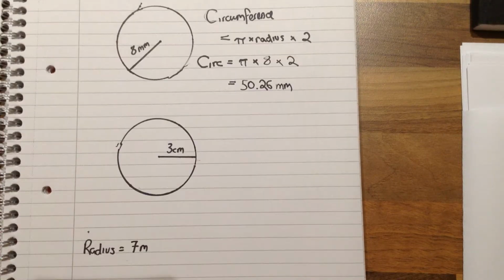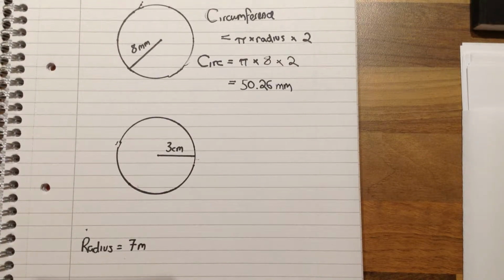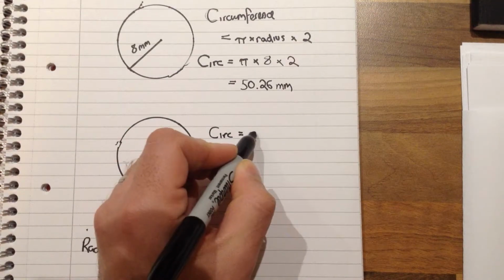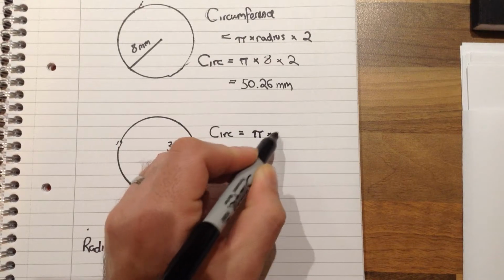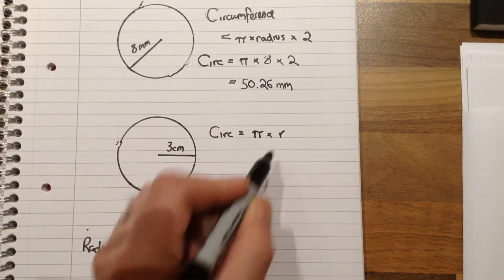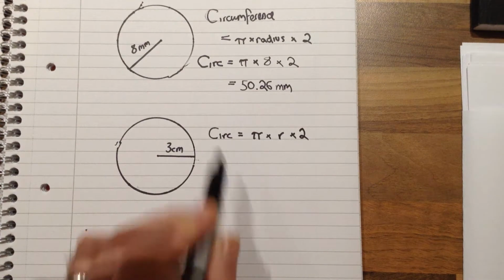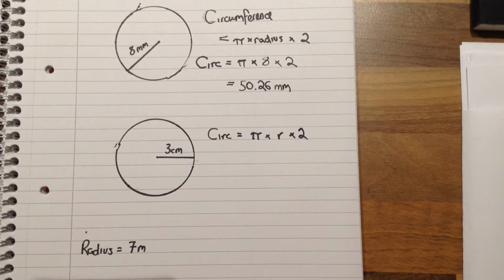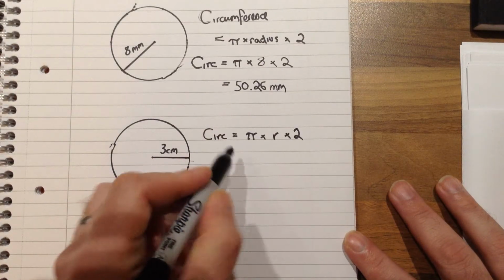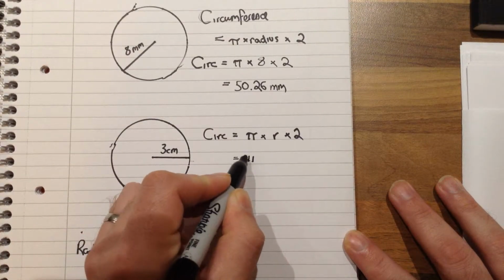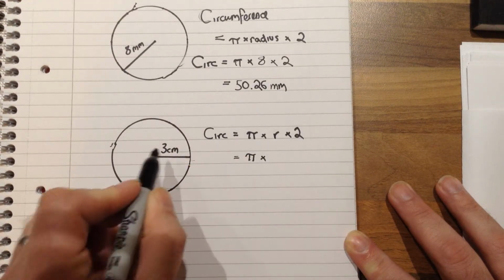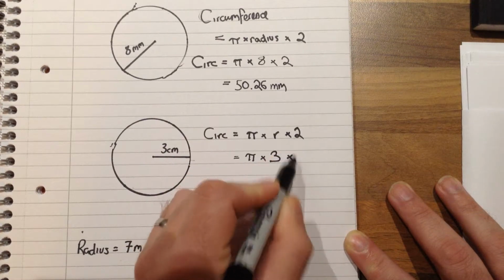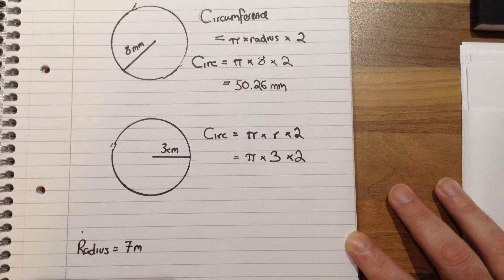For the second question, we're going to do the exact same thing. So here again, I would write circumference equals pi times r, just to shorten this down a little bit, times 2. I need to see this for every single question so that I know that you are copying the formula correctly. We would then do, for this question, pi times by the radius, so here look, 3 centimetres, so 3, times by 2, because it says times 2 there.